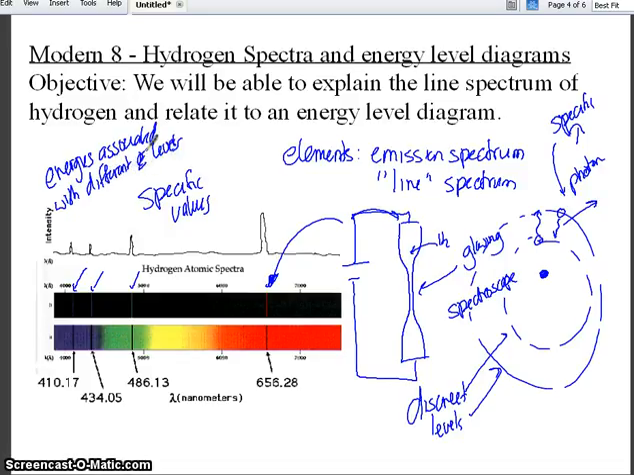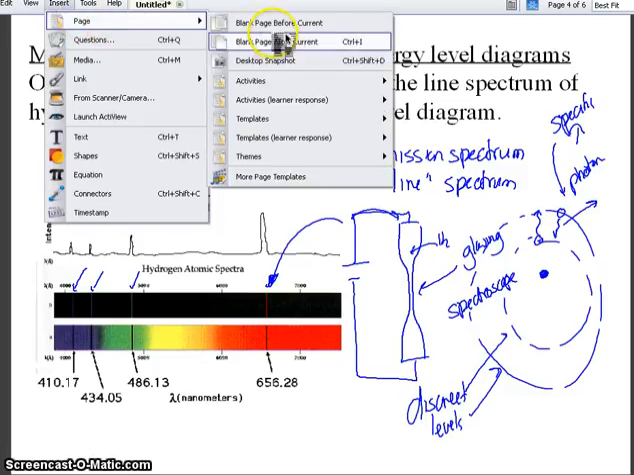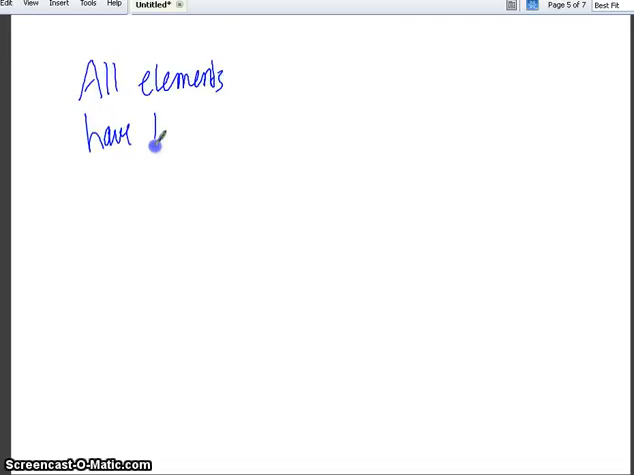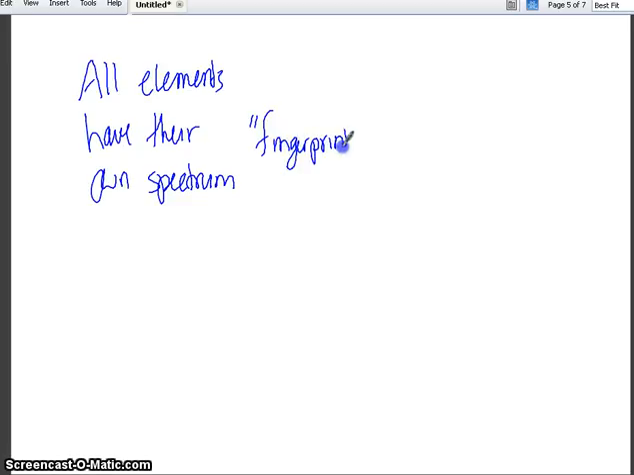So that is a line spectrum. All atoms have a line spectrum. All elements have their own spectrum. These spectrums are even called the fingerprint of the atom because these spectrums will tell us exactly what an element is.